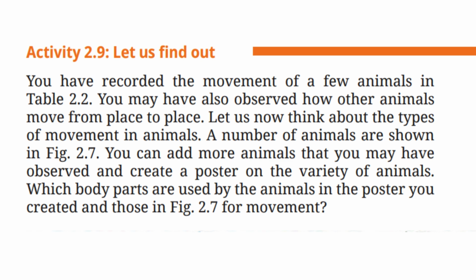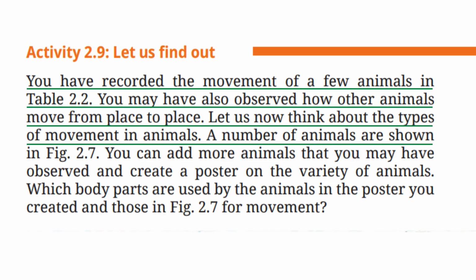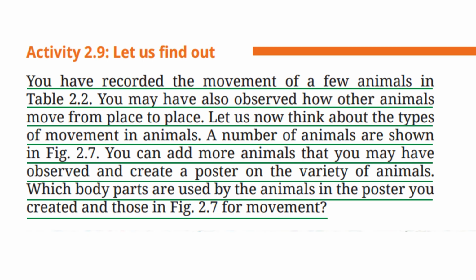Activity 2.9, let us find out. So, you have recorded the movement of a few animals in Table 2.2. You may have also observed how other animals move from place to place. Let us now think about the types of movement in animals. A number of animals are shown in figure 2.7. You can add more animals that you may have observed and create a poster on the variety of animals.